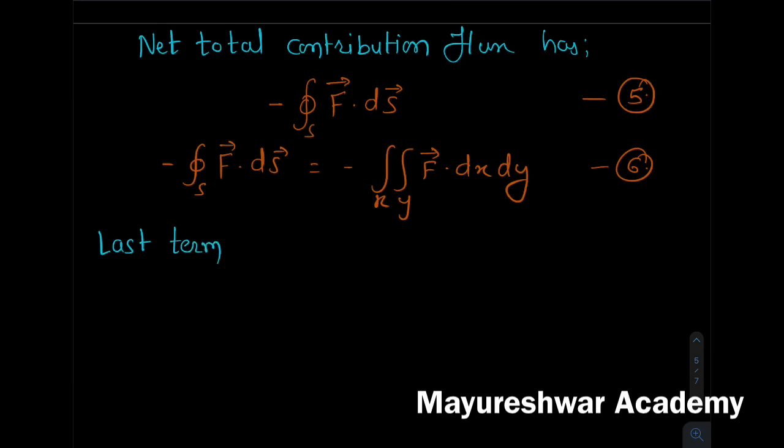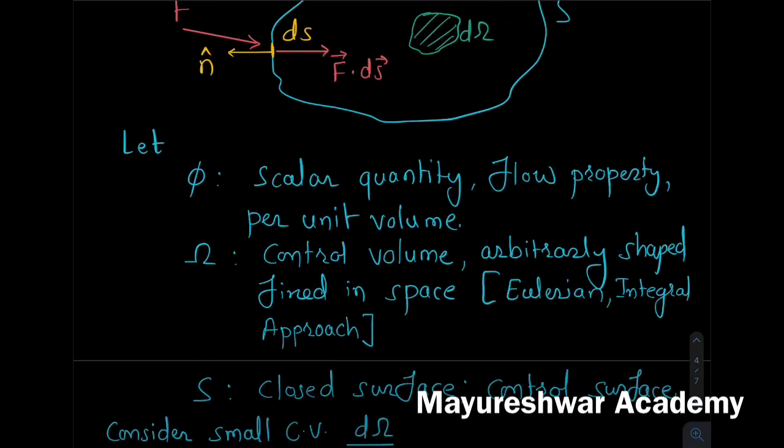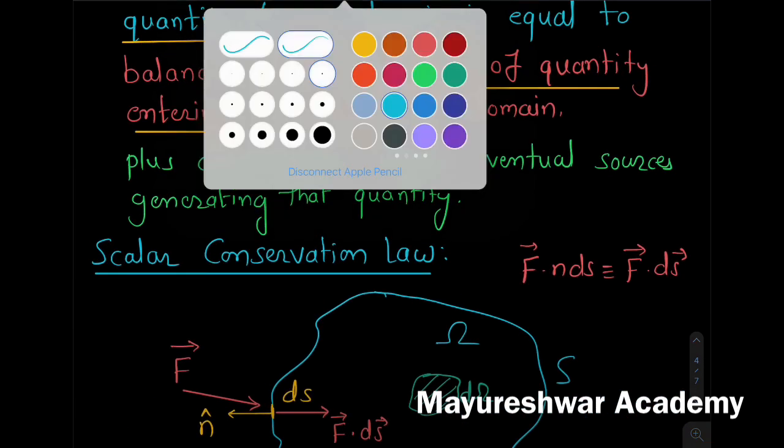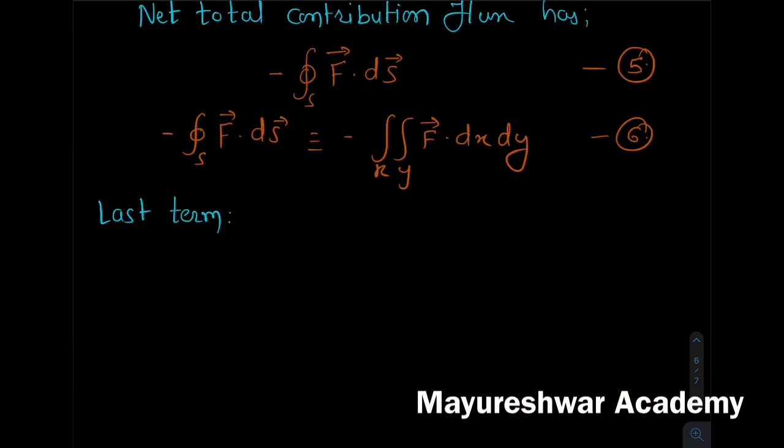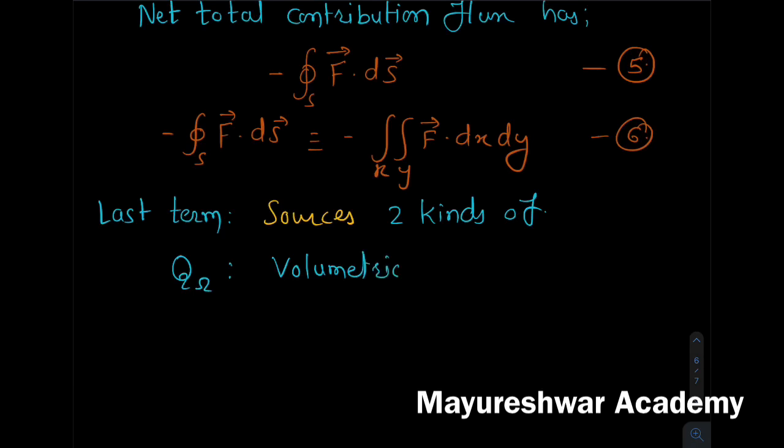So then the last term, which is the third term according to our statement, is, so let us go back to the statement, and it states plus contributions from eventual sources. So sources generating that quantity. So we need to talk now about the sources which are going to be responsible for generation of the quantity. So sources usually are of two kinds. First one, a volumetric source, q omega, volumetric sources.